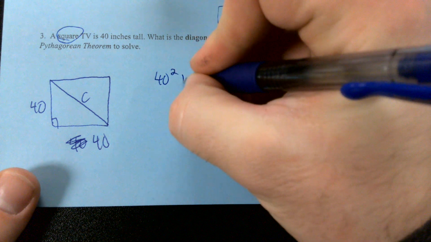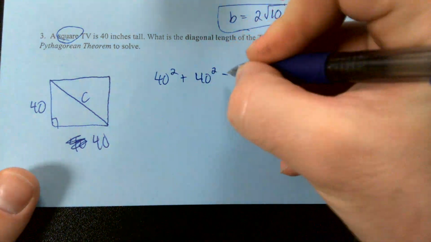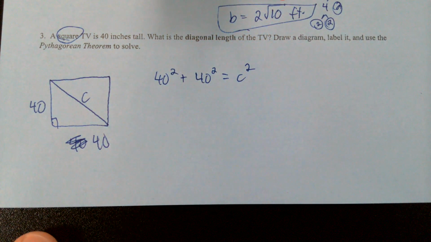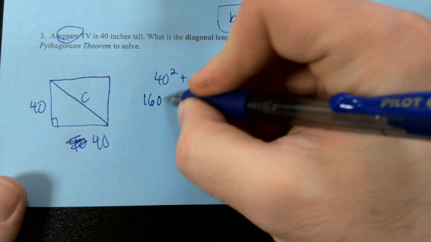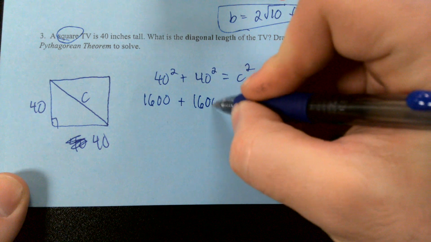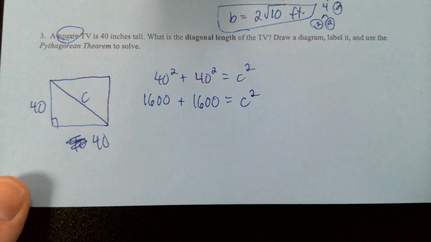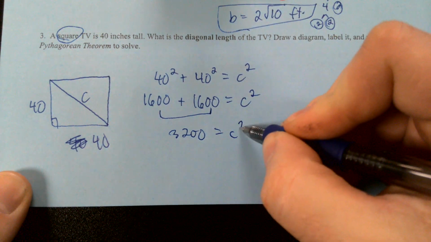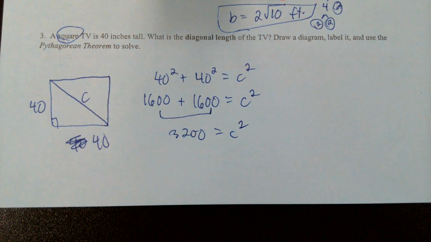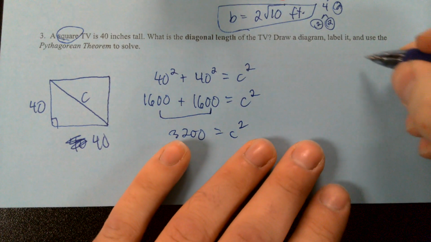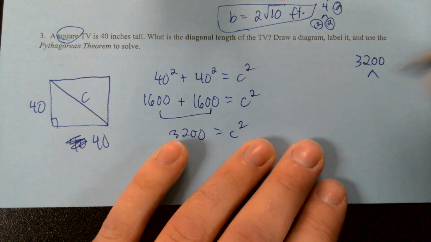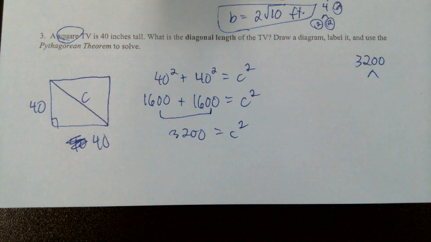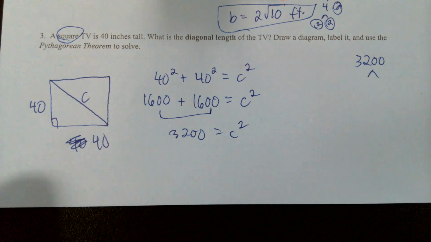So now we set up our equation, 40 squared plus 40 squared equals c squared. What is 40 squared? Perfect. 1600 plus 1600 equals c squared. That gives us what? 3200. And now we're going to break 3200 up. Now this can be a little scary because it's such a large number, right? We're going to have quite the factor tree here.